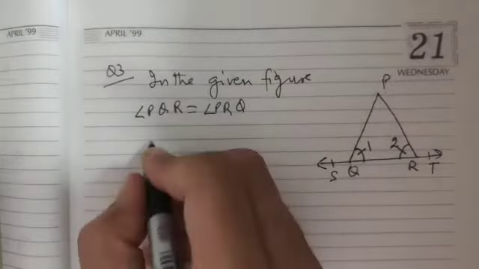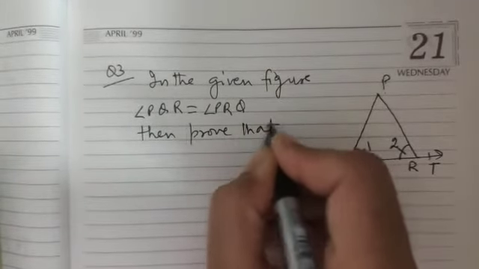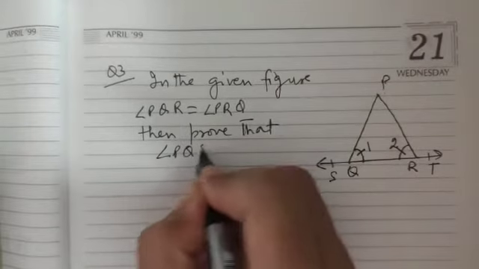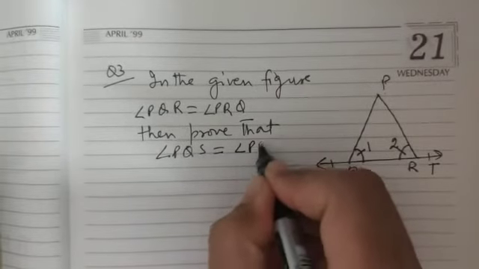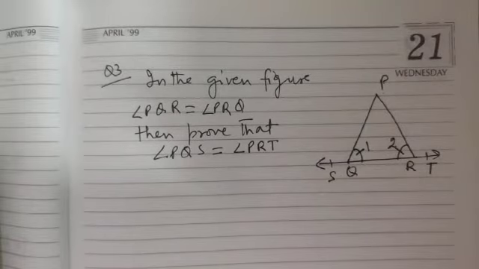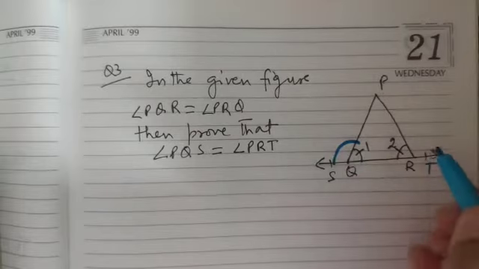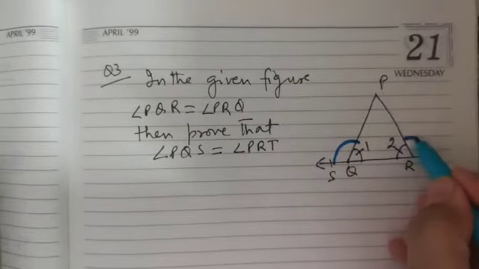Now it is saying then prove that angle PQS is equal to angle PRT. Where is PQS? Let us see. Angle PQS, here it is PQS and PRT, here it is PRT.